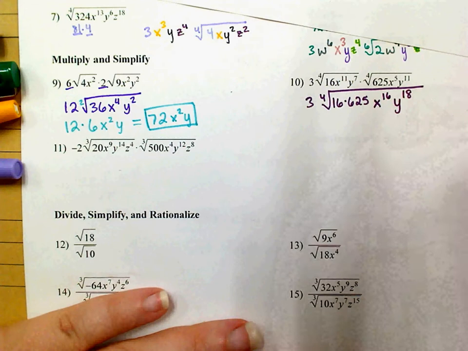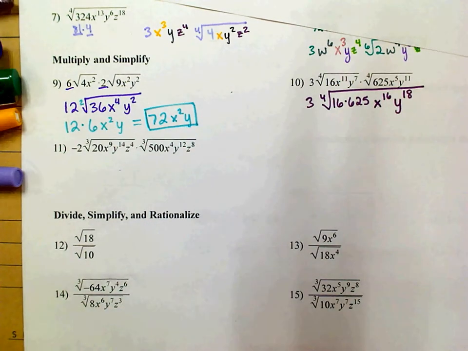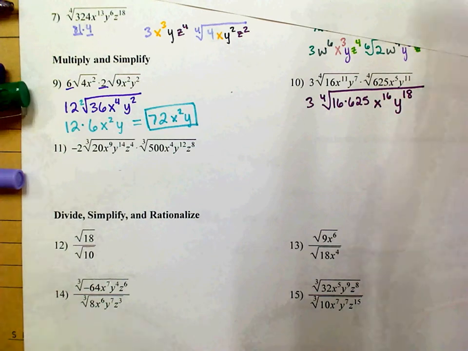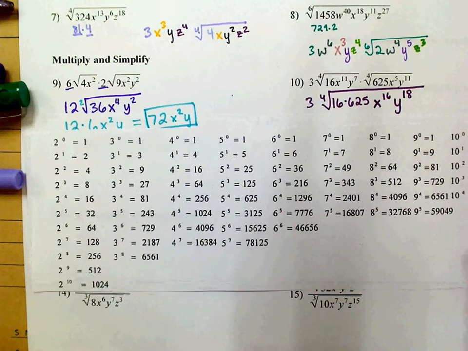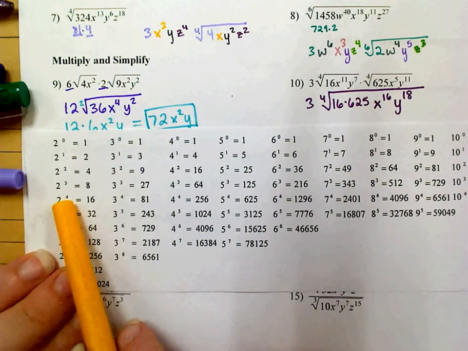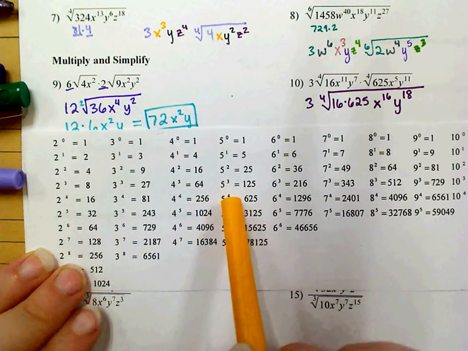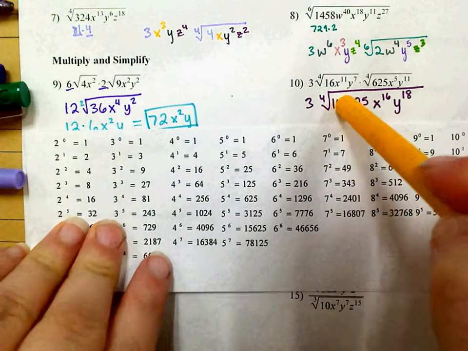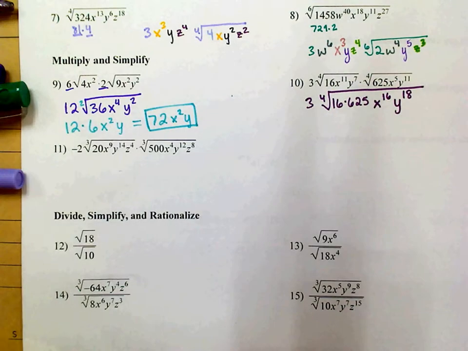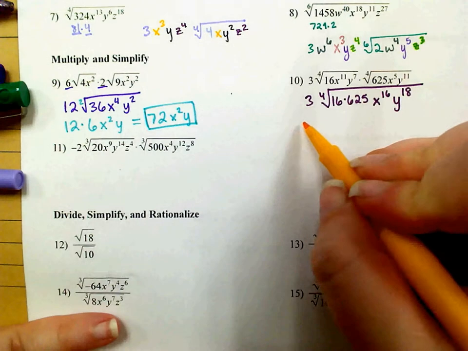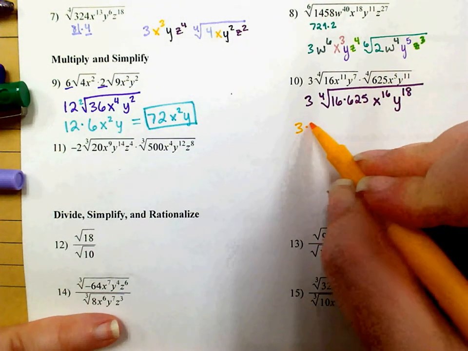So now I need to take the fourth root. I noticed that when I'm looking for fourth roots, I'm looking at powers of 4. And 2 to the fourth is 16. And 5 to the fourth is 625. So the fourth root of 16 is 2, and the fourth root of 625 is 5. So that means I have a 3 on the exterior. I now have a 2 because the fourth root of 16 is 2, and a 5 because the fourth root of 625 is 5.